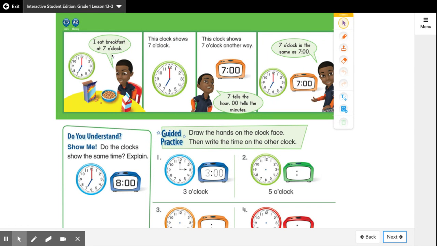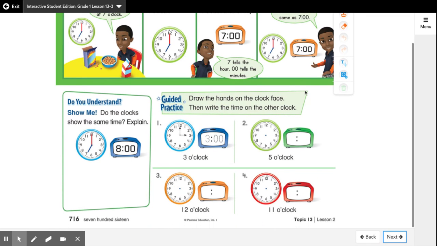All right, it says, I eat breakfast at 7 o'clock. Okay, this clock shows 7 o'clock, remember, because the hour hand is pointing to the 7 and the minute hand's pointing to the 12, which means o'clock. This clock shows 7 o'clock another way. Okay, 7 tells the hour, and the 00 tells the minutes. 7 o'clock is the same as 7 o'clock. Okay, so showing it this way is the same as showing it this way. So the analog clock and the digital clock here are both showing the same time.